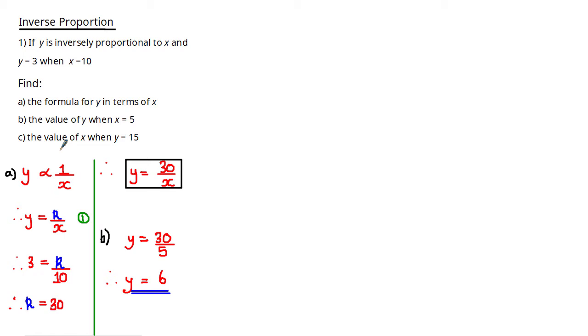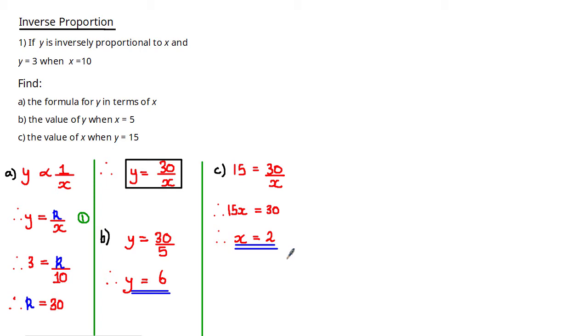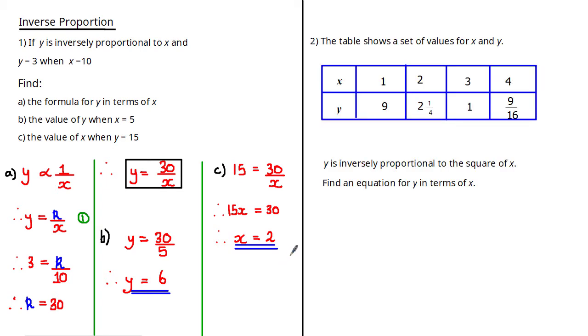Part C asks us to find the value of x when y is equal to 15. Well, in order to do this, we simply need to substitute y is equal to 15 into this formula, which gives us 15 is equal to 30 divided by x. To make x the subject of this equation, we can start by multiplying both sides by x to get 15x is equal to 30. And to find the value of x, we divide both sides of the equation by 15 to get that x is equal to 2. Okay, let's have a look at the next question.